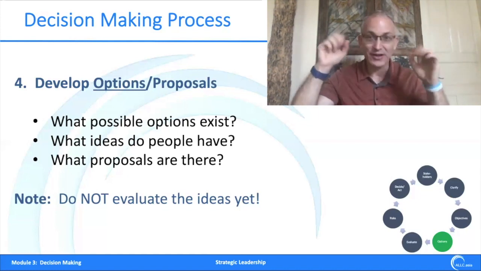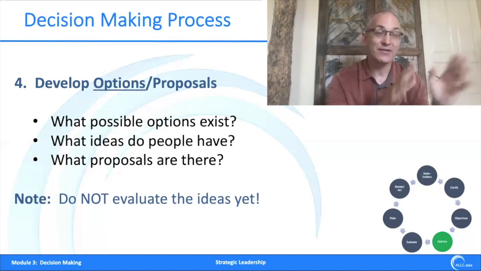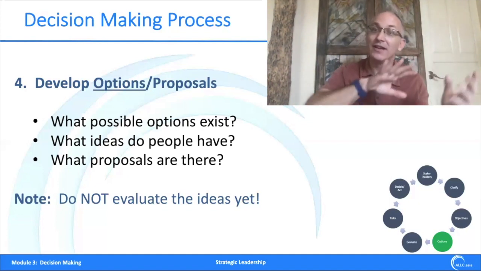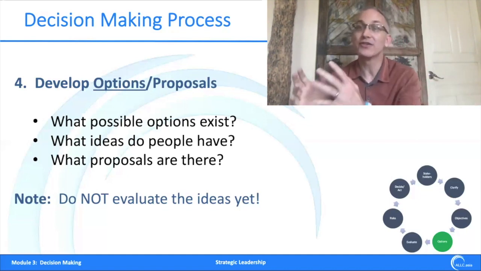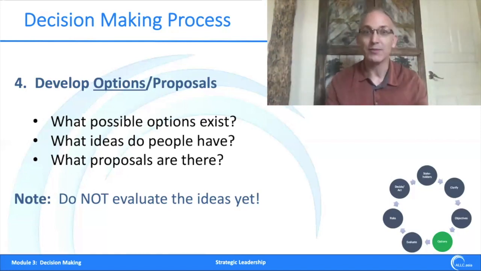You want them just to be creative and list out everything that's on their mind, because there might be aspects of some of their ideas that are really good, and it might help you to be more creative in coming up with other solutions later on down the road, if you just let people be creative and come up with their full list of options at this time.